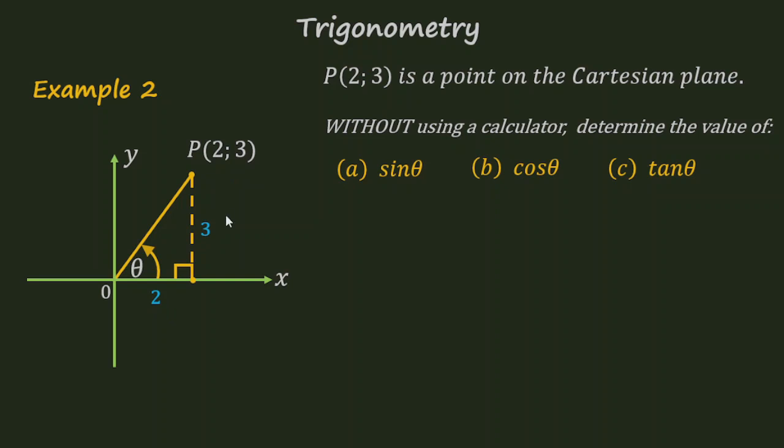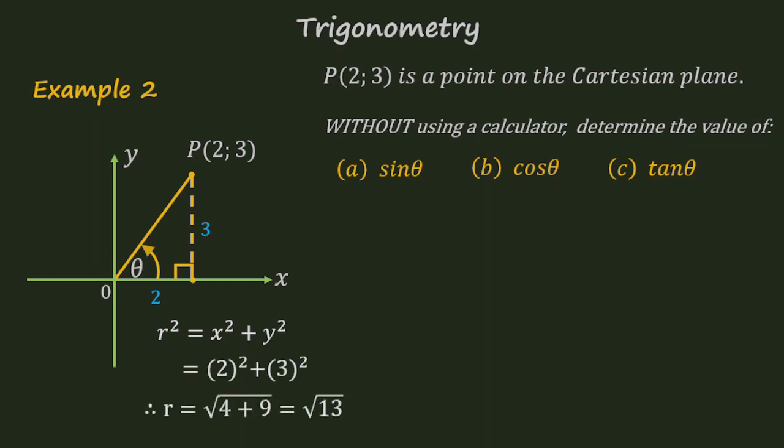We can use the theorem of Pythagoras to find r, the radius of this circle, or the length of OP. The theorem of Pythagoras says the square of the hypotenuse equals the sum of the squares of the other two sides. So r squared, or OP squared, is given by x squared plus y squared. We can simply substitute the values to find the value of r. In this case, r will be the square root of 13. So r is the square root of 13.